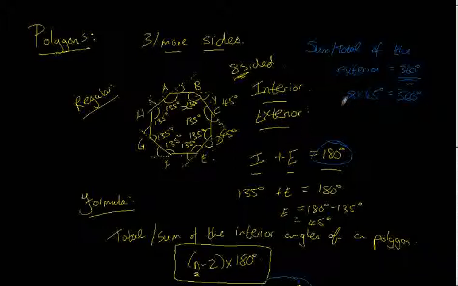Since we found that our interior was 135, and we know that our interior plus our exterior should give you 180 degrees, we found our exterior should be equal to 45 degrees. And to prove that it is correct, if we have 8 exterior angles and you add those 8 angles together, in other words 8 times an individual exterior angle, 8 times 45 should give you 360 degrees.